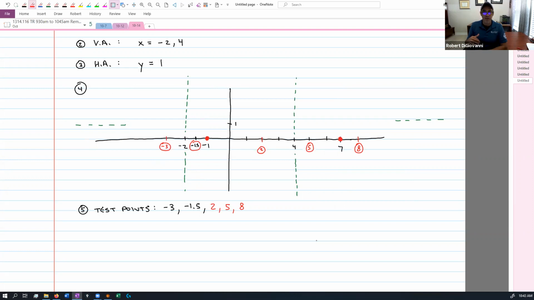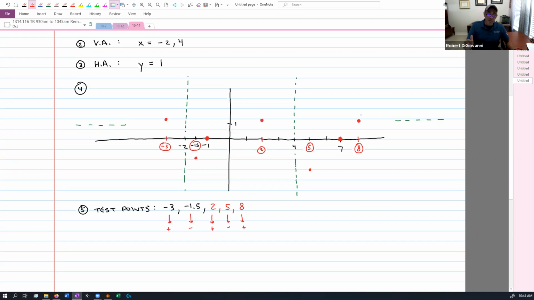Okay. So I'm gonna save us some time here. I'm just gonna show you what happens. If you plug this in, you get a plus. If you plug this in, you get a minus. This you get a plus. This you get a minus. This you get a plus. I'm gonna put a point here because at -3 I get a plus. At -1.5 I get a minus. At 2 I get a plus. At 5 I get a minus. And at 8 I get a plus.